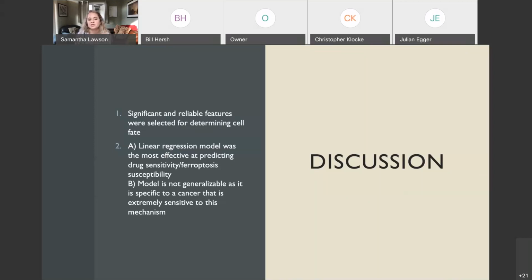Two, a linear regression model was created to predict how the cells would undergo ferroptosis with a certain amount of inducing agent. And then the model proved to be not generalizable, but with more work, generalizing it to more sensitive cell types would be useful in this setting.